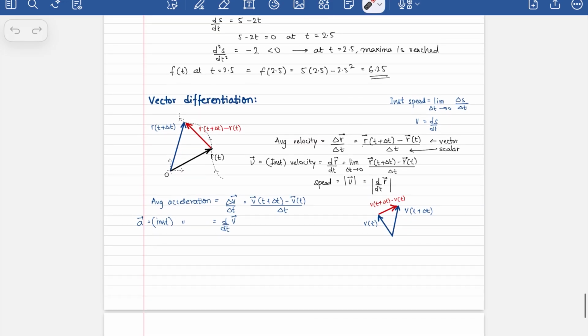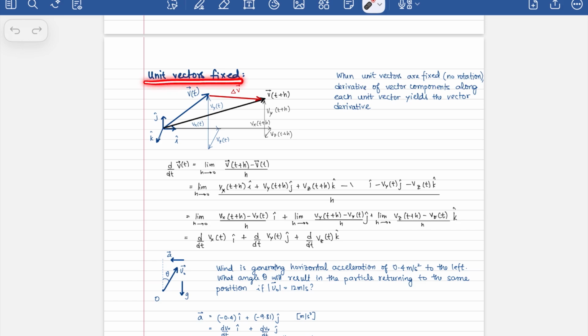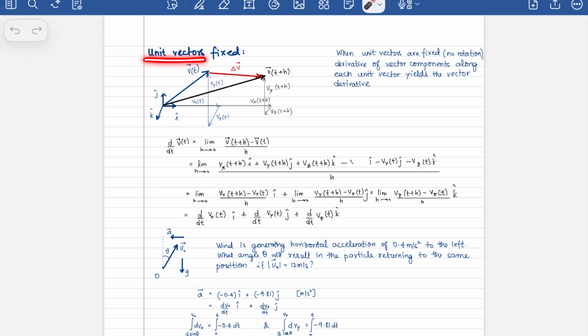And this vector differentiation does result in a direction that is defined in this way. So the change in the vector over some delta t time is given in this direction, and the magnitude would be the magnitude of this overall vector. Okay, and previously we saw the case with the unit vectors fixed, where if your i hat, j hat, and k hat are always in the same direction and do not rotate, then the vector differentiation is simply the differentiation of the scalar values along each component, right?